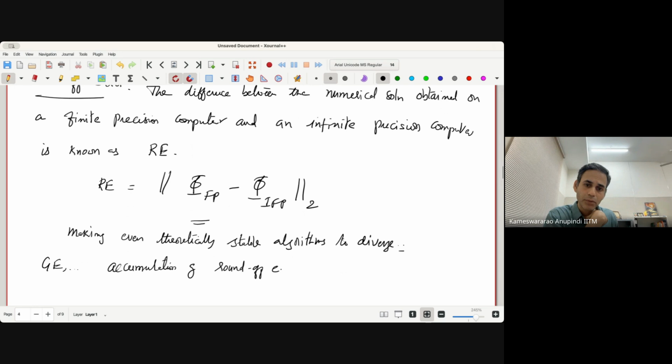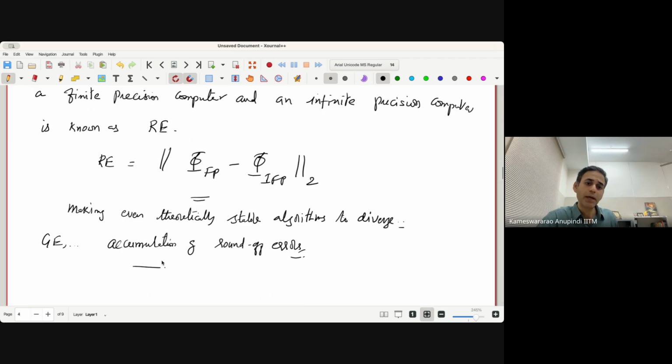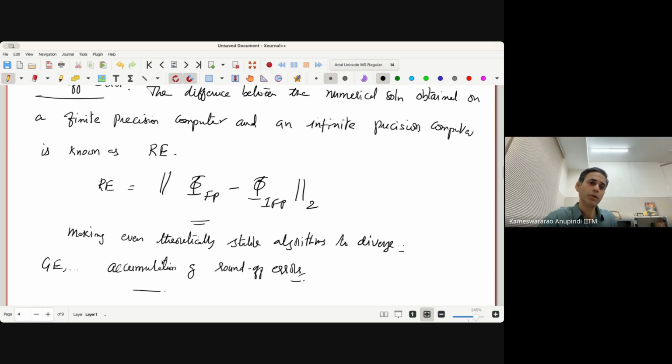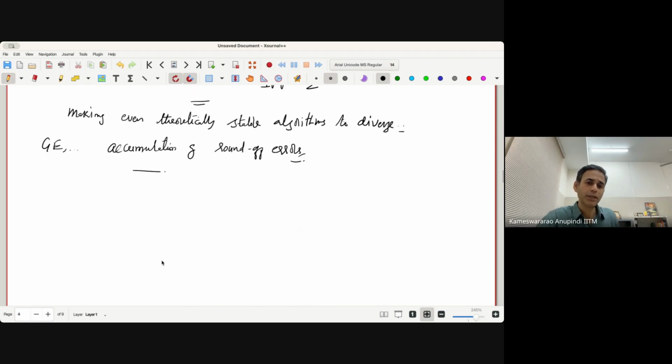So although Gaussian elimination is kind of stable, it's supposed to give an answer, but because of round-off errors, this can actually give you incorrect answers. Okay. So we need to be very careful with these round-off errors, because they may make our solution diverge as we progress. Okay. So that's about the round-off error, the truncation error and the discretization error. These are the main three types of errors that you would get.